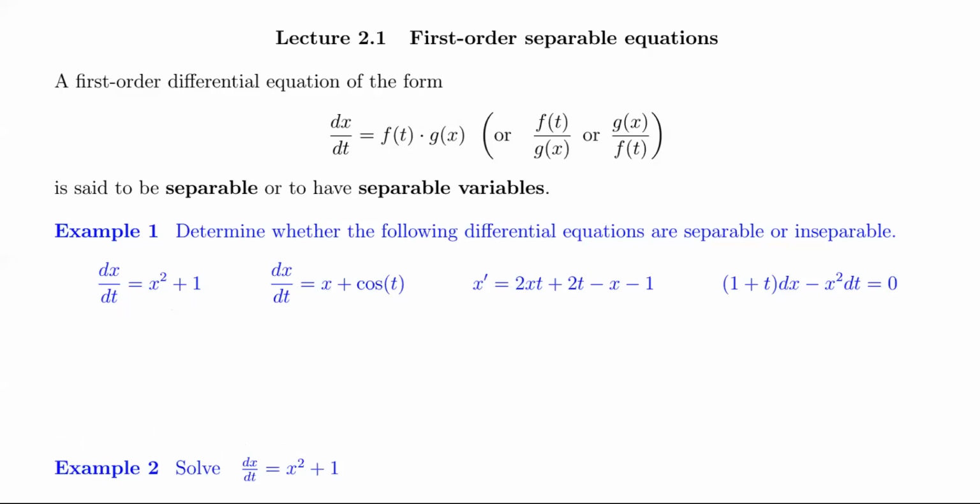For the second one, we have x plus cosine of t. There is no way to write that as some function of x times a function of t, or similarly, a function of t divided by a function of x, or a function of x divided by a function of t. There is no such way to do that, so number 2 is inseparable.